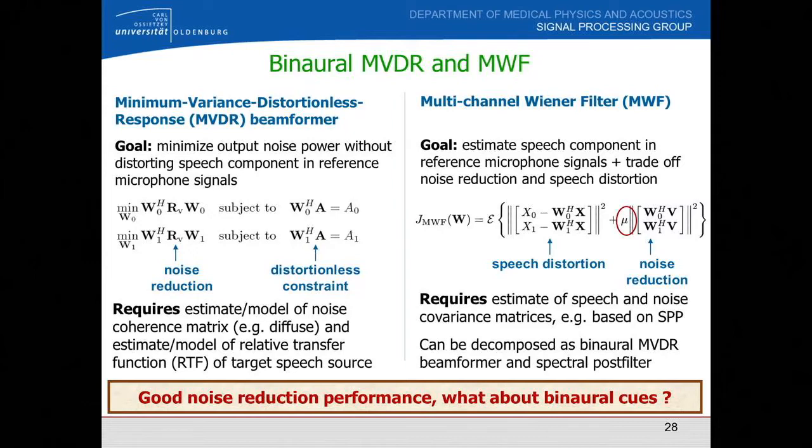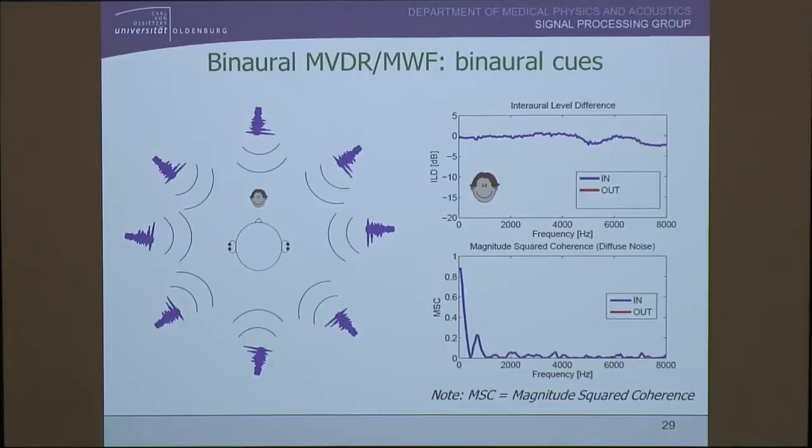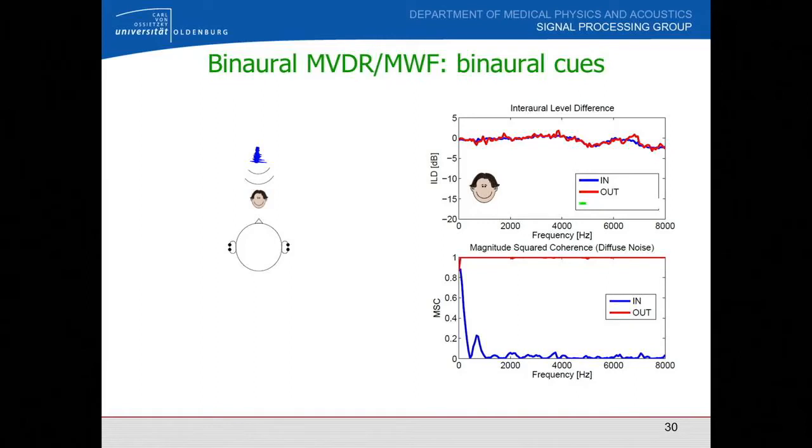So basically, what I will also show, and what most people would think, is that these things have a good noise reduction performance, but what about the binaural cues of these binaural algorithms? Let's just look at this example here. We have a typical example: a hearing device user with binaural devices, a speech source coming from the front, and some diffuse background noise. If I now apply this binaural MVDR beamformer or multi-channel Wiener filter, what happens? Basically, the noise is reduced. Good. But it will now be perceived as coming from the same direction as the target speaker.